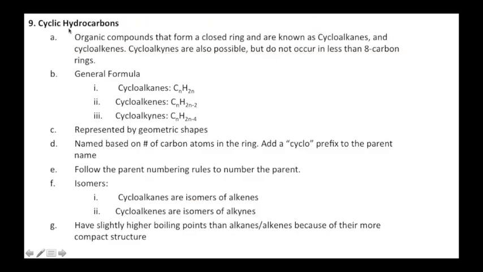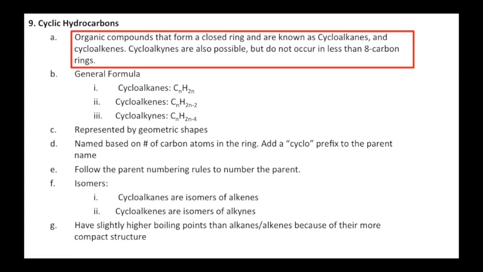Let's talk about cyclic hydrocarbons. Cyclic means a ring. So we take these straight chains that we've been talking about and we just bend the two ends together and we make a ring, a closed ring. So these are called cycloalkanes. Or cycloalkenes, you can have cycloalkynes, but they don't occur unless we have 8 carbons.